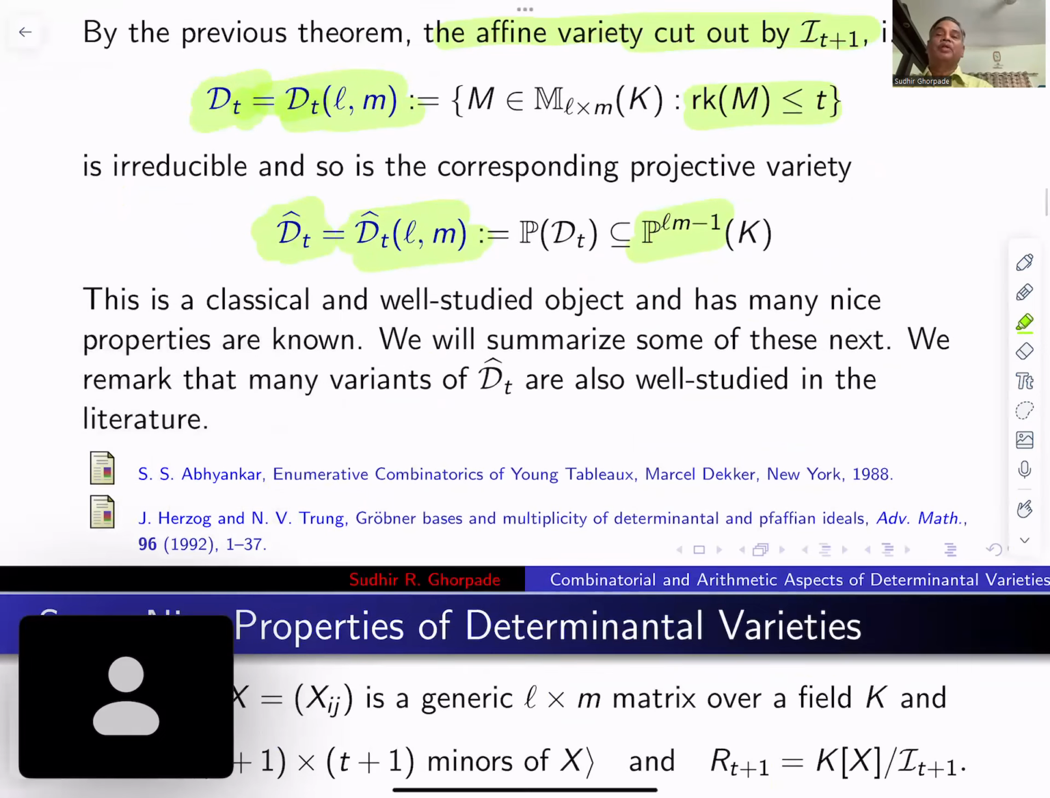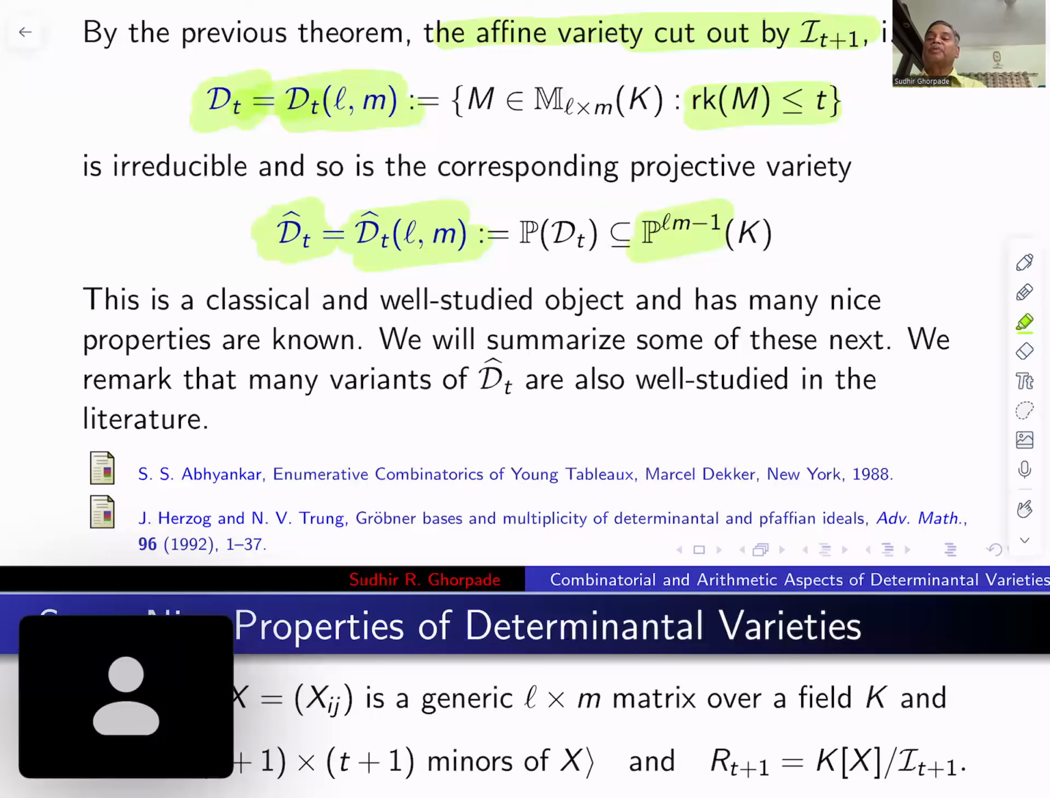One is a nice book by my teacher, Professor Abhyankar, called Enumerative Combinatorics of Young Tableaux. So that is something related to the combinatorial aspect, to which I will come in just a moment. And another is a beautiful paper of Jürgen Herzog and Chung, which was published in the Advances in 1992.